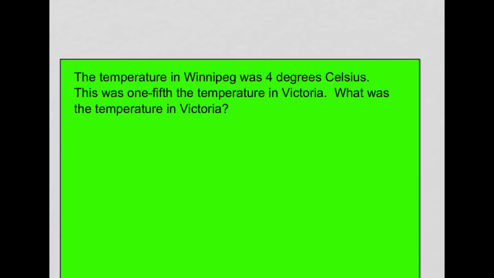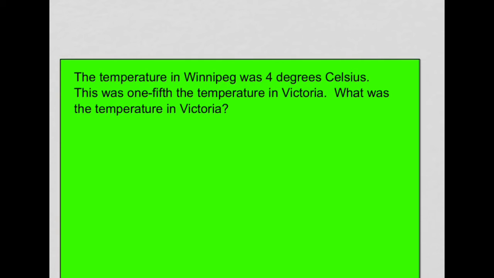The temperature in Winnipeg was 4 degrees Celsius. This was 1/5 the temperature in Victoria. What was the temperature in Victoria? Well, again, if we use some common sense here and really think about this, we can probably get the answer by mental math. Okay, the temperature in Winnipeg is 4 degrees Celsius, and that's 1/5 the size of the temperature in Victoria. So to get the temperature in Victoria, I would take Winnipeg's temperature and multiply by 5. Temperature in Victoria would be 20 degrees Celsius.